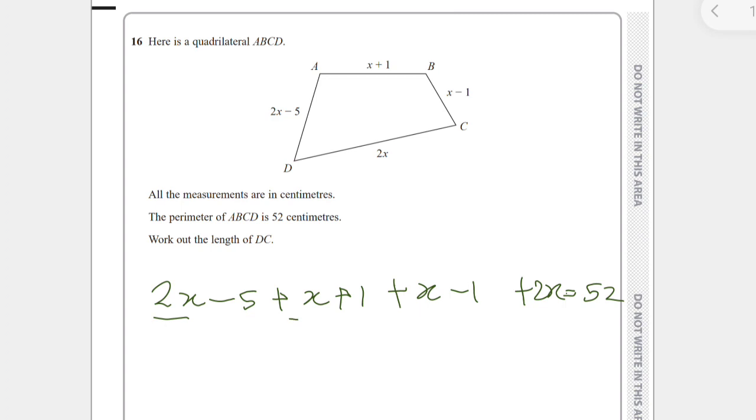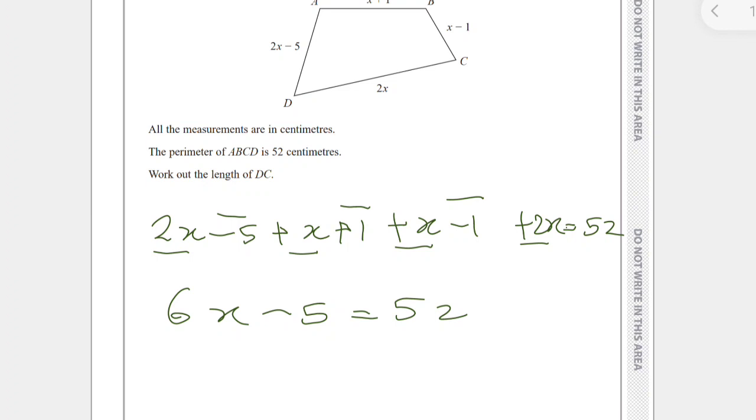So 2x plus x plus x plus 2x, all of that equals 6x. Minus 5 plus 1, that is minus 4. Minus 4 minus 1 is minus 5. That equals 52, right? So what do we do next? We add 5 to both sides. So 6x equals 52 plus 5, which is 57.